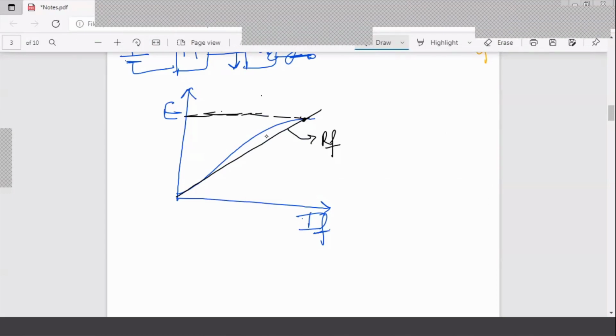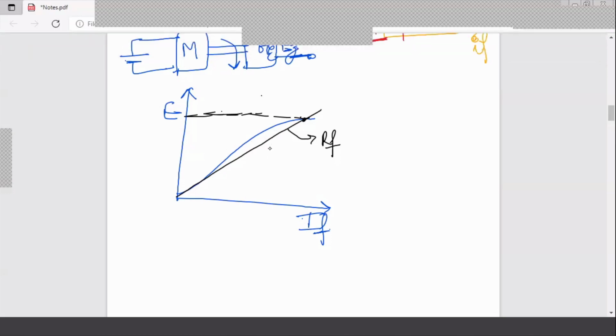Now, am I audible to everyone? Yes, sir. Whoever is finding it difficult to hear, please check the connections at your side.